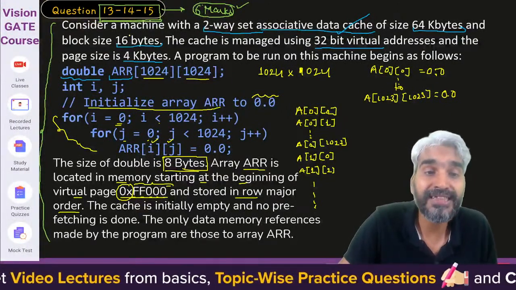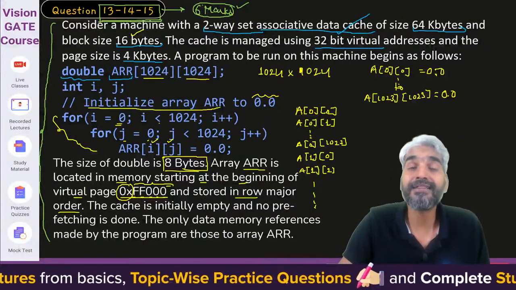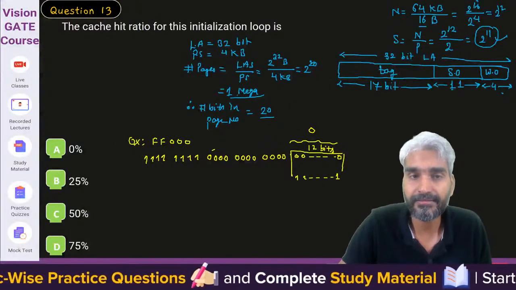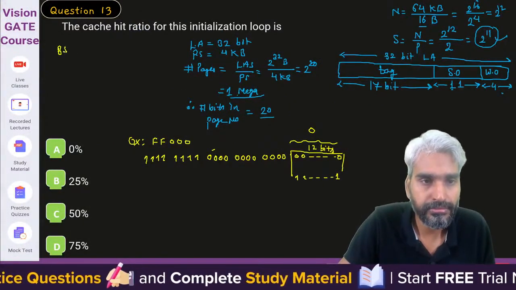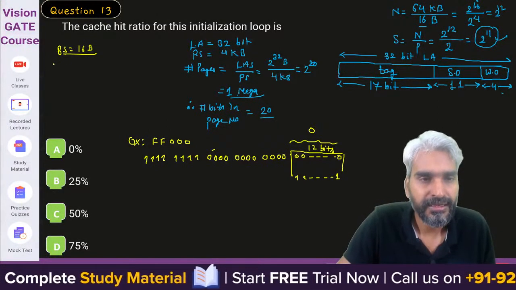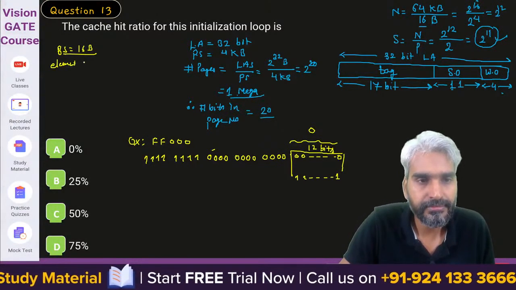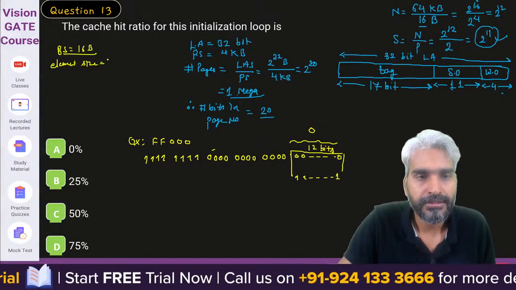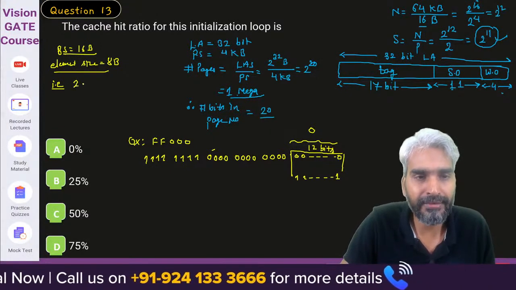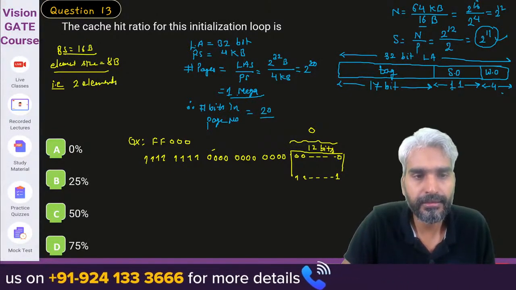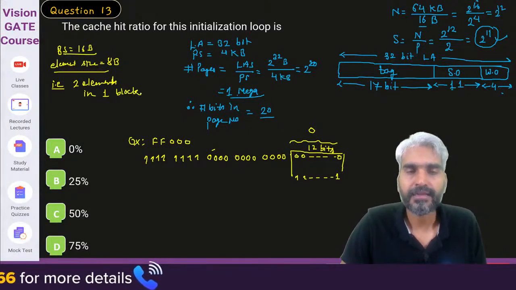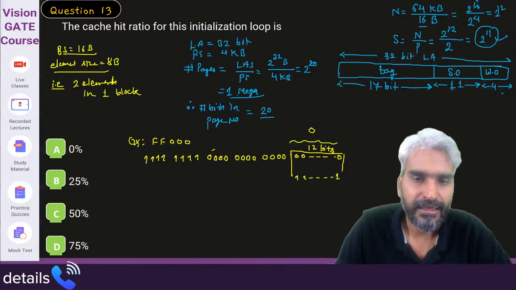And the total size of the block is 16 bytes. That means in one block, we can store only 2 array elements. Block size is 16 bytes, element size is 8 bytes. What does it mean? That is 2 elements in one block. Good enough. Right?